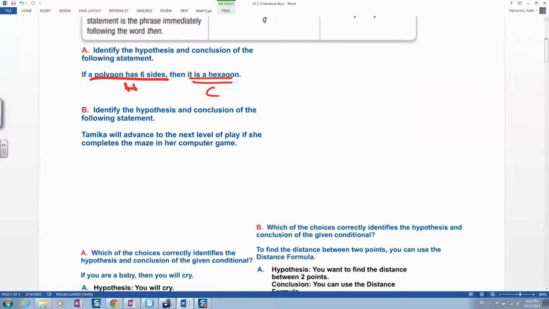All right. The hypothesis and conclusion here: Tamika will advance to the next level of play if she completes the maze in her computer game. She completes the maze in her computer game is the hypothesis. The conclusion is that Tamika will advance to the next level of play.